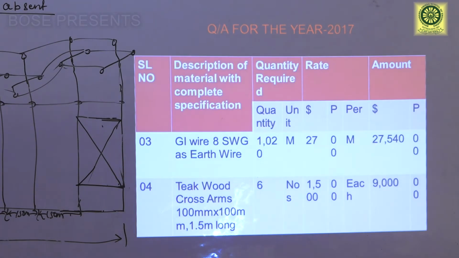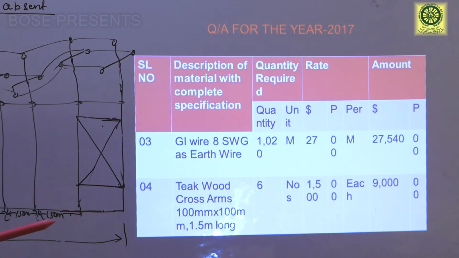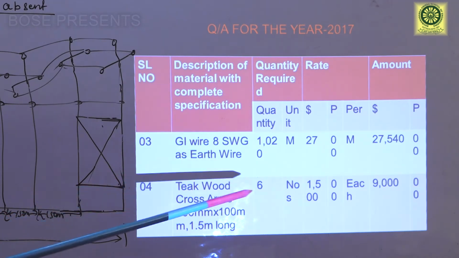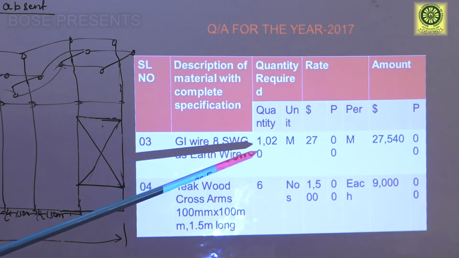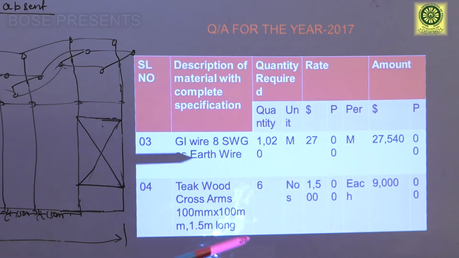Next, GI wire 8 SWG, that is required 1020 meter. So each meter will cost 27 rupees, so 1020 meter will cost 27,540 rupees.